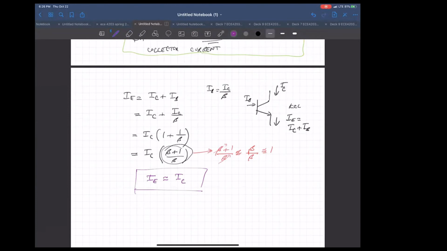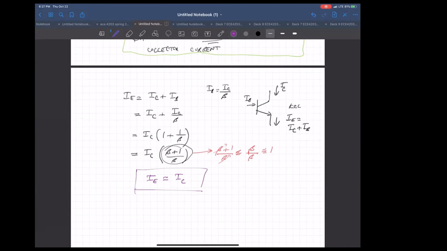Okay. Any questions about the emitter or the base current? So, Professor, in general, the base current is always the smallest, and then after that comes the collector current, and then the emitter current is very close to or slightly larger than the collector current, right? That's correct. Slightly larger. Oh, okay. Thank you.